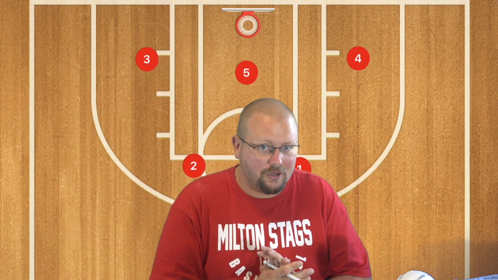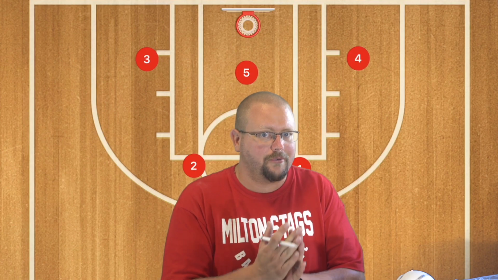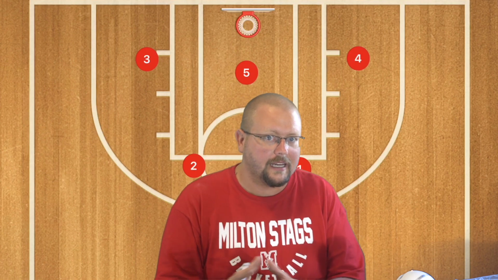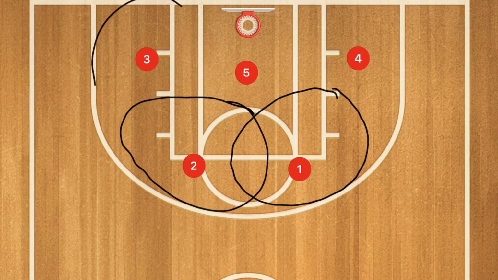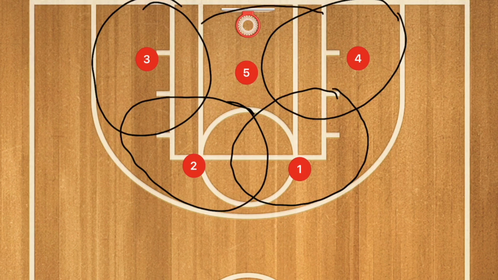So let's check out what a 2-3 really is, because, of course, this is the zone that pretty much every team runs in the entire world. So in a 2-3 zone, what you're going to have is player 1 guarding this area, player 2 guarding this area, player 3 guarding this area, player 4 will be out here, and player 5 will guard this massive spot.